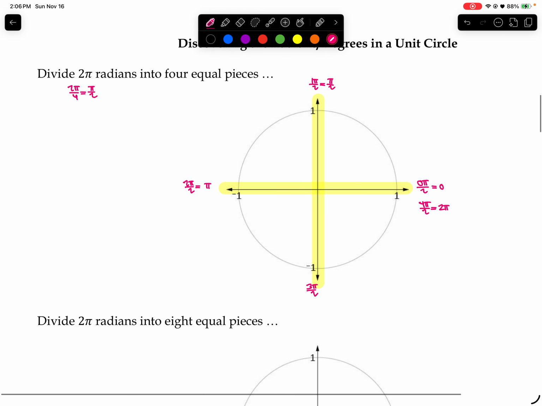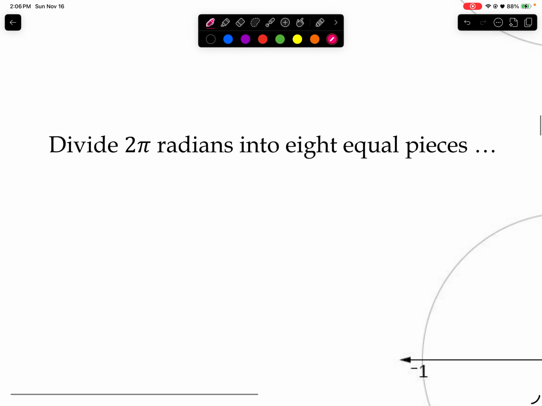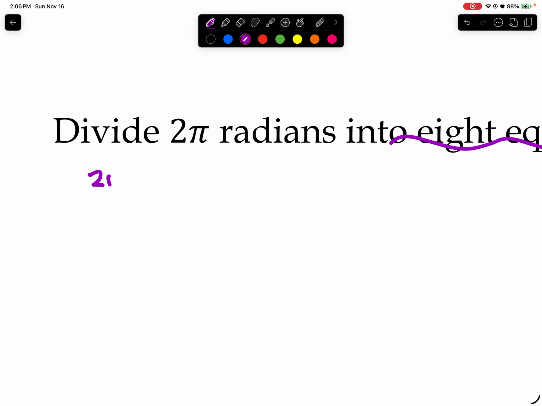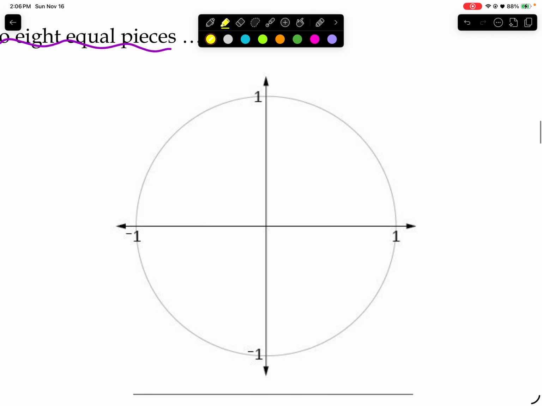Now we're going to do the same idea, but now we're going to take 2 pi radians and divide it into 8 equal pieces. So when I simplify, each little spoke is a count by pi over 4. Let's use a little bit smaller highlighter. So I'm going to count by pi over 4. So we're going to have the same angle values from before. I'm going to bring down the 0, pi over 2, pi, 3 pi over 2, and 2 pi.